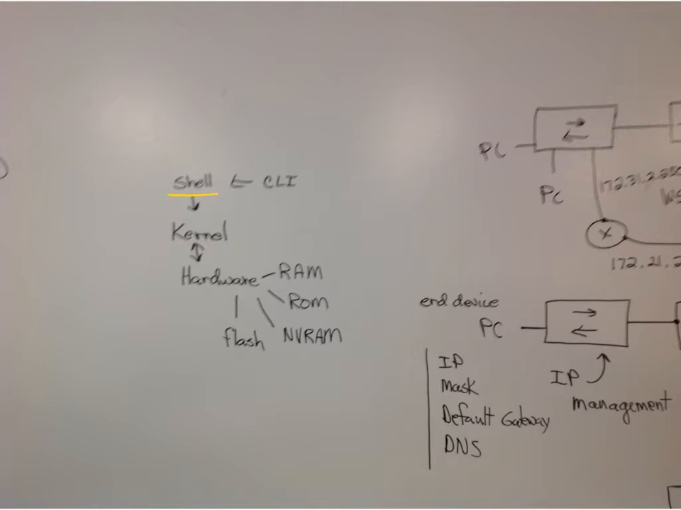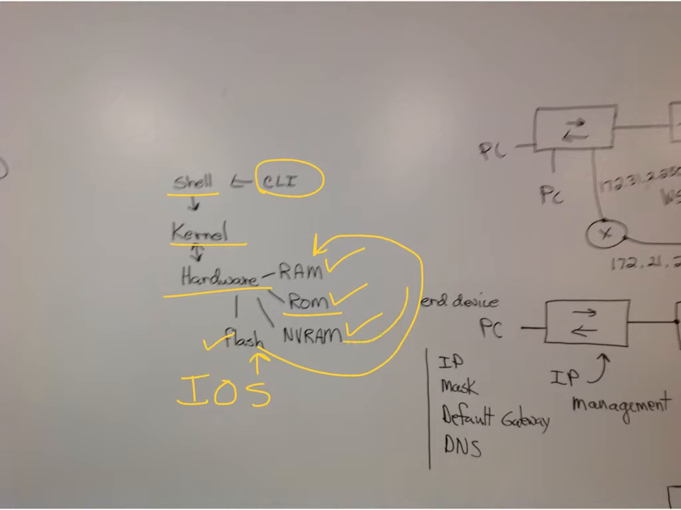We reviewed a little bit. Remember the shell, the command line interface, communicates with the kernel, which communicates with the hardware. We took a look at RAM, memory, and read-only memory for when it boots. Startup config is in NVRAM, and the IOS, the Internetwork Operating System, is in Flash. So that gets loaded into RAM when you boot. ROM gets it started when it boots, and then it loads next the startup config.